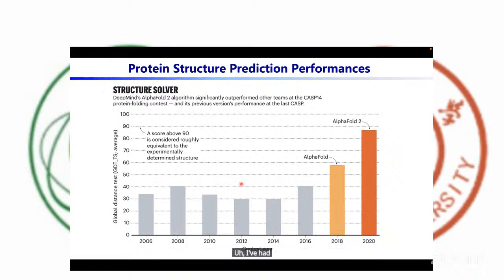AlphaFold 2, as I mentioned, is at least superior to any previous models, including AlphaFold. So here is the comparison of the model performance. You can see that almost 10 years ago, the performance of AI in predicting protein structure was only around 40. Only after AlphaFold did it increase over 50, close to 60%, and then with AlphaFold 2, it reached almost 90.